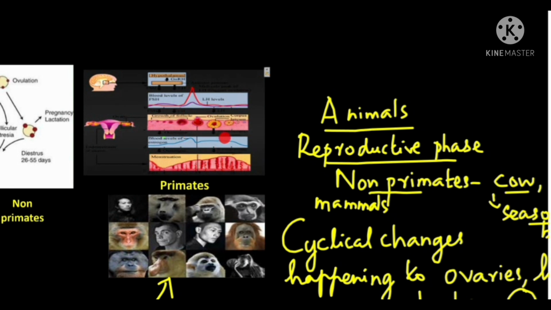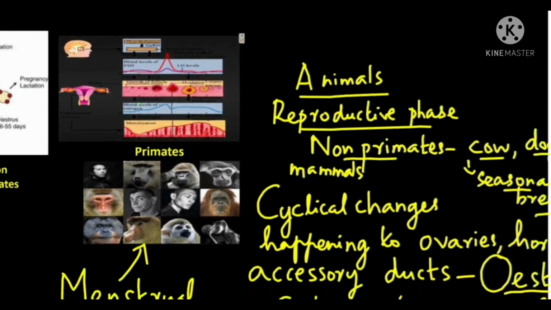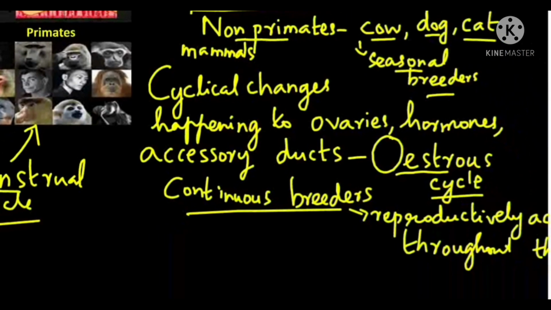And the difference between estrous and menstrual is that the estrous cycle will not happen every month. It happens during seasons only. It can be after 6 months or 5 months also in cattle. So that time only these cyclical changes happen, which is called heat period. So those who are having estrous cycle are also called seasonal breeders. I have already written here. Seasonal breeders because they reproduce only during seasons. Whereas in case of primates, we reproduce continuously. We are reproductively active throughout the life. So we are called continuous breeders.